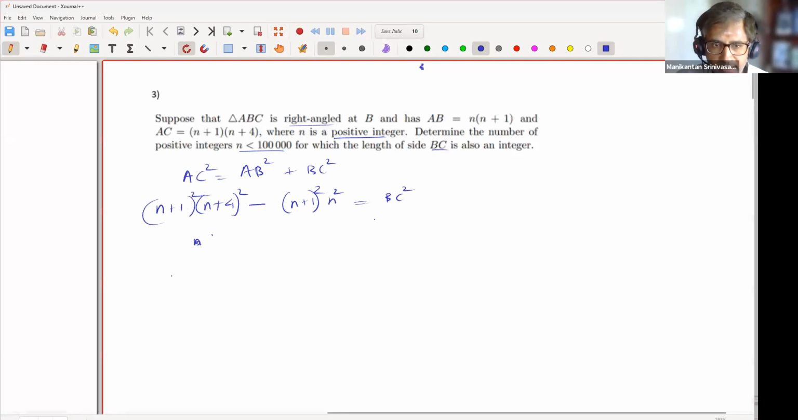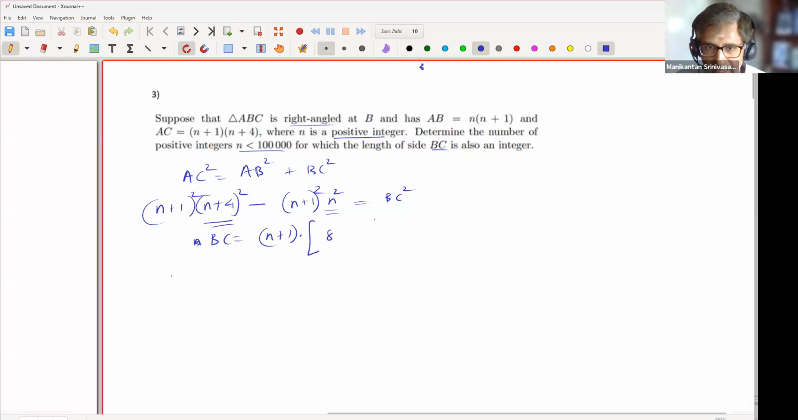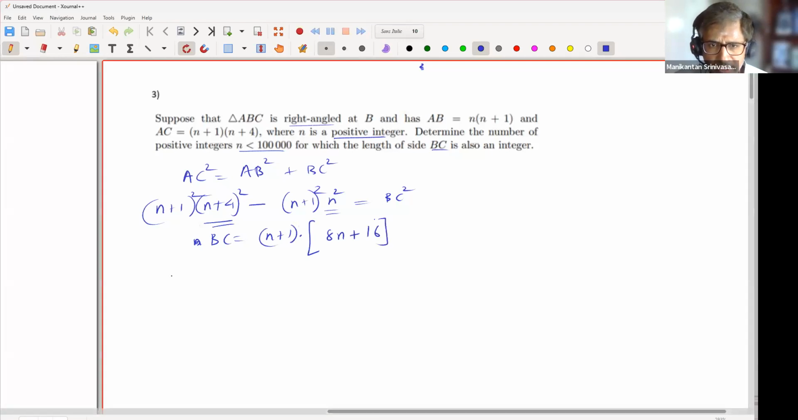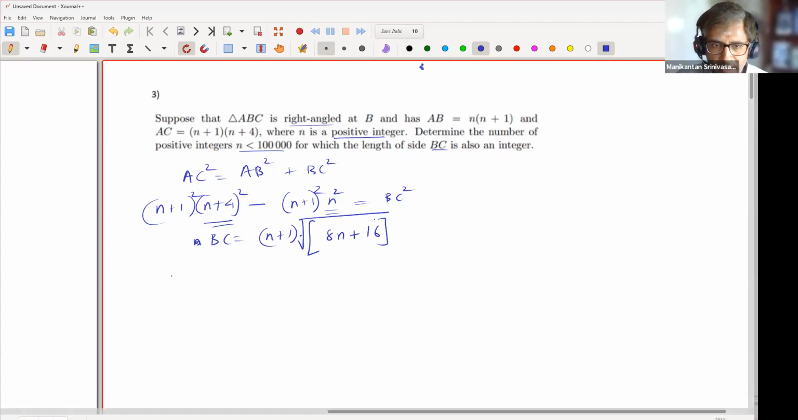So BC squared, I can take n plus 1 common outside, so no problem. That's not going to have a problem. n plus 4 whole squared minus n squared, so the n squared will get cancelled. 8n plus 16, right? So this is BC squared. If BC has to be an integer, 8n plus 16 must be a perfect square.